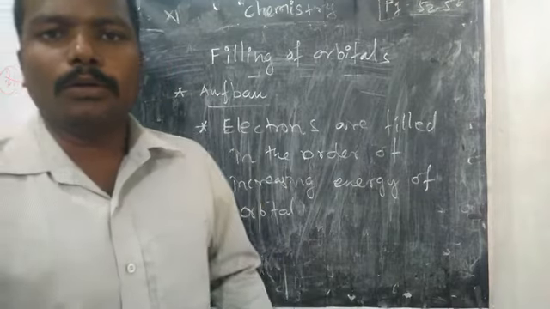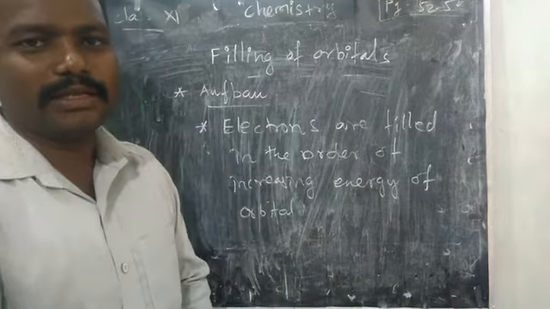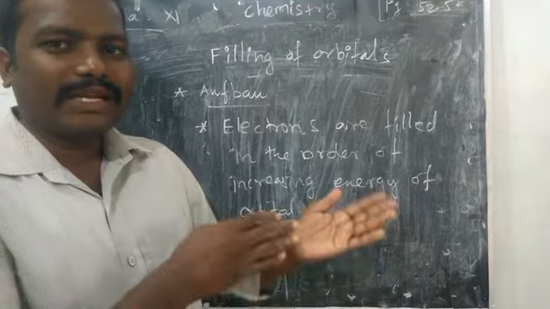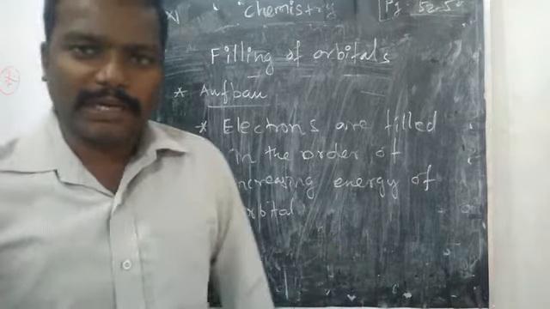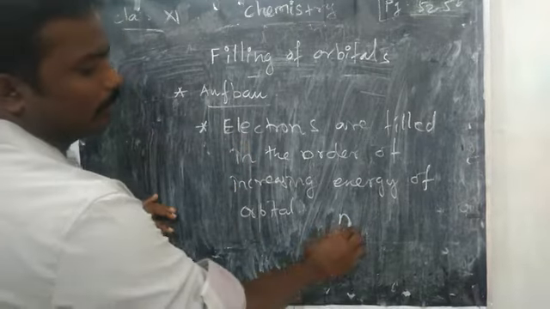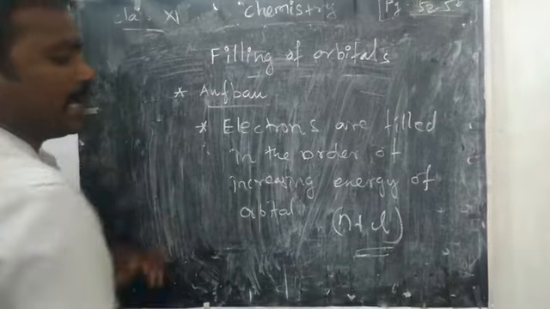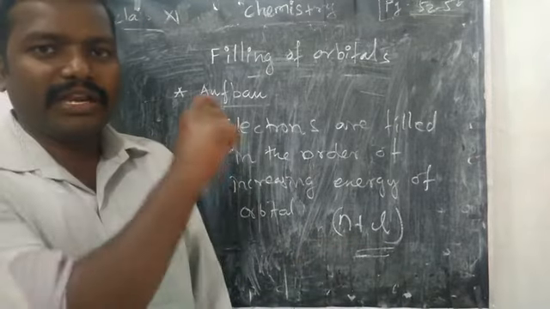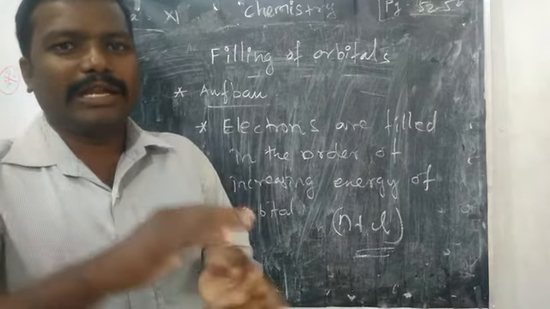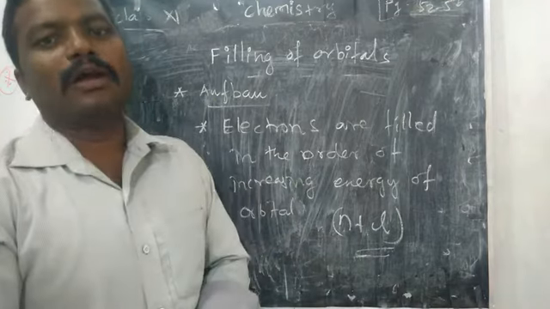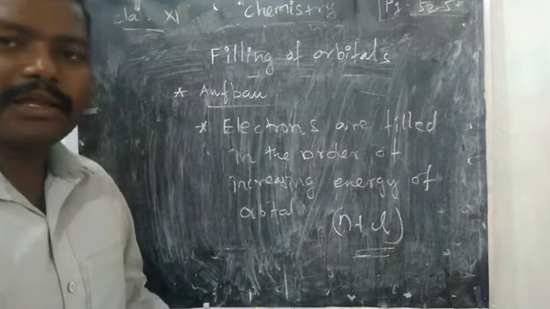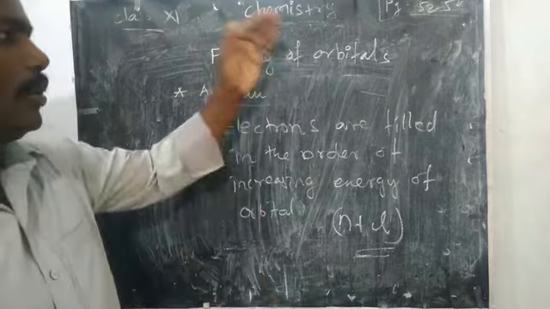Sir, how can I know which one is lowest energy and which one is highest energy? Just now in the last video we studied the energy order of all the orbitals. By using the n plus l rule, we have drawn the sequence of order of energies, according to the increasing order of orbitals, as we learned in the previous video. By using that we can fill the electrons from lowest energy to highest energy.